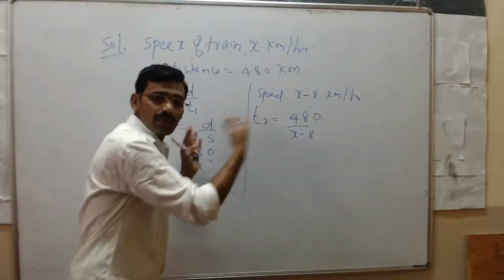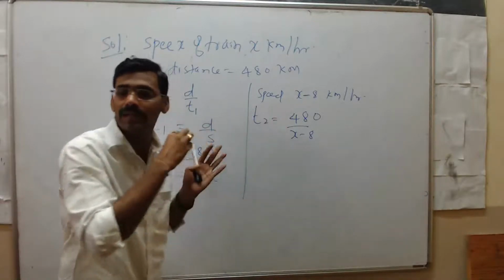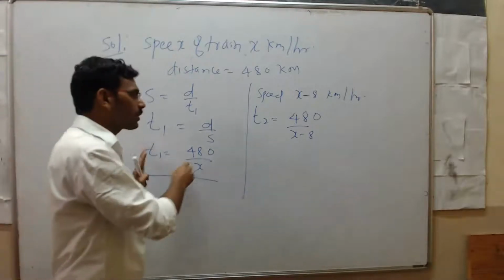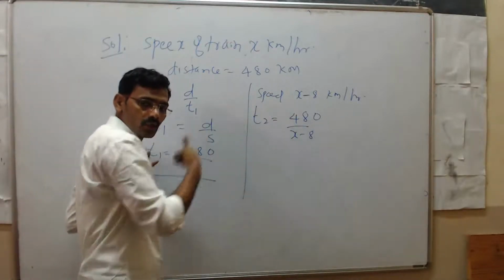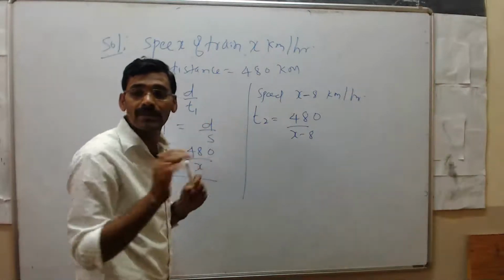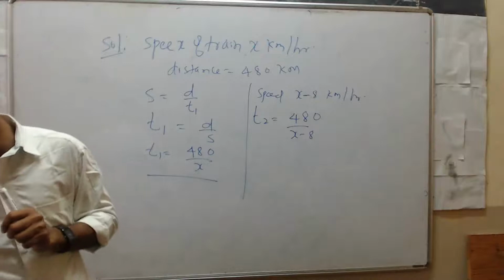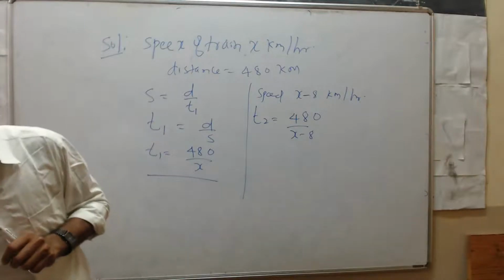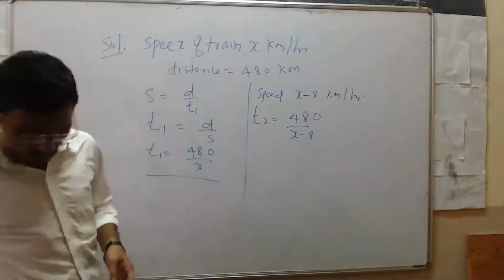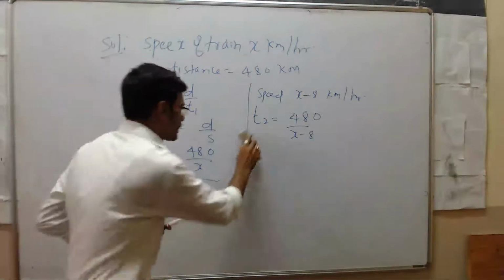But the difference between their times is how much? 3 hours. The difference is 3 hours. The difference between the hours is how much? 3 hours. Look at how we have to make the representation.